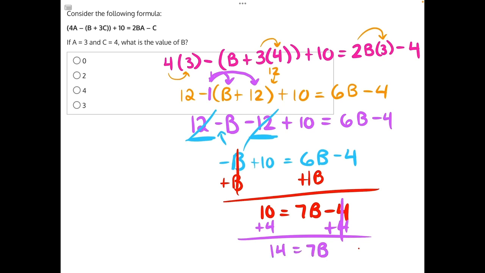And our last step, we'll get a new color for this one. Our last step, 7 is being multiplied to B, so the opposite operation is dividing both sides by 7. These 7s will cancel, leaving us with B is equal to 14 divided by 7, which gives us 2, making that our correct answer.